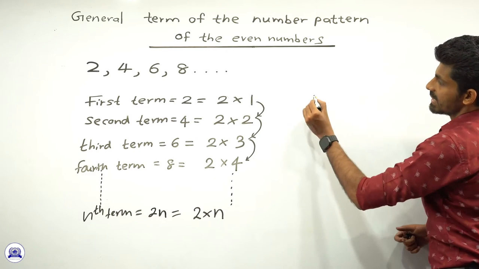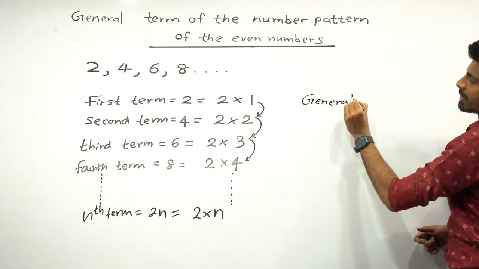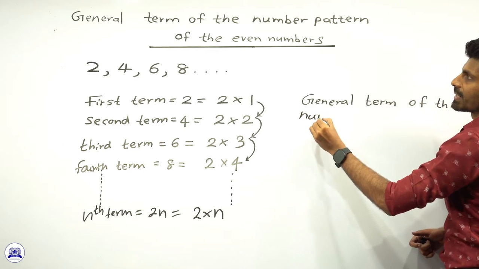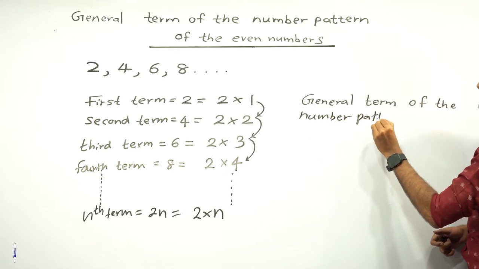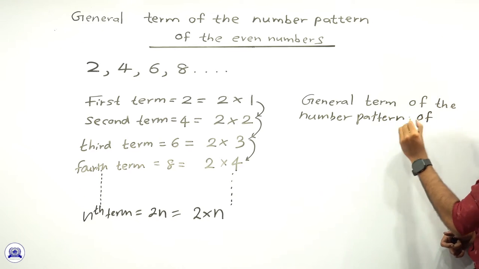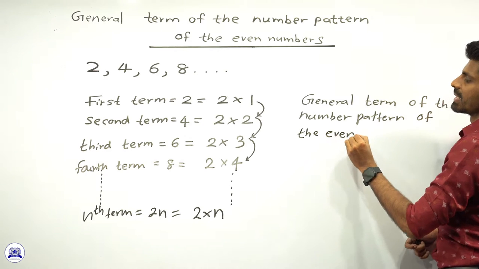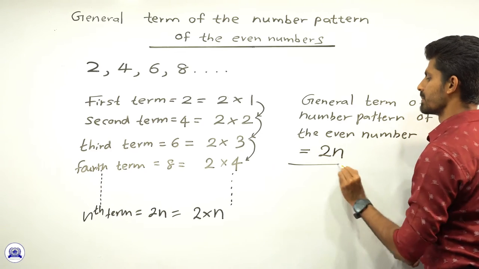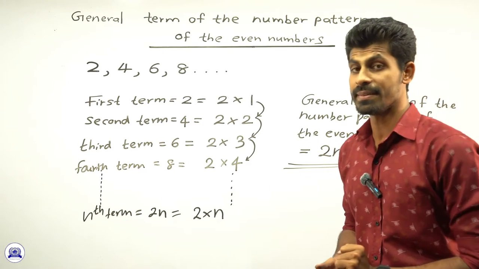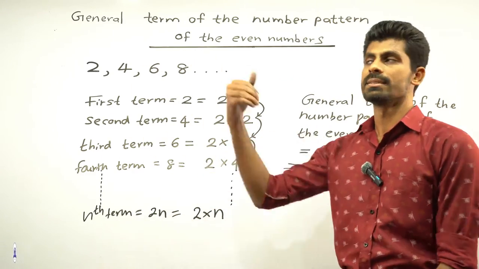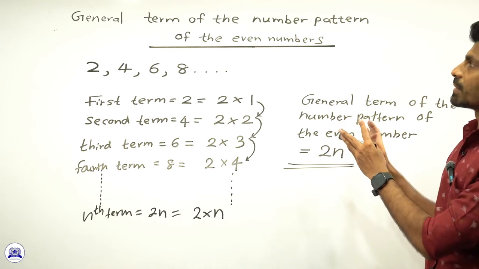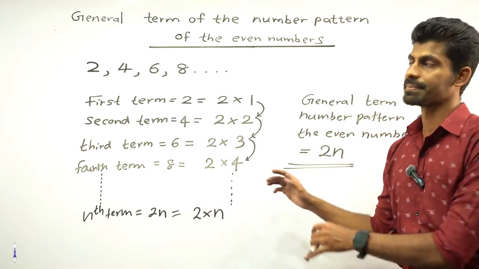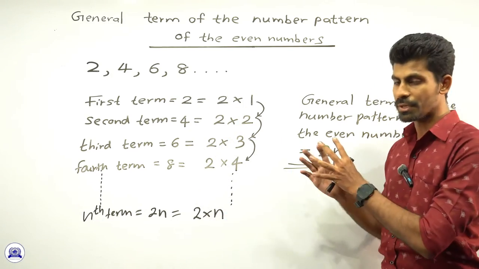So that means the general term of the number pattern of the even numbers equals 2n. Now look at the previous one, odd numbers: 2n minus 1. So for the second one, tn, the general term of the number pattern of the even numbers, this one equals tn. You can see that 2 is fixed. Just quickly note it down very clearly.